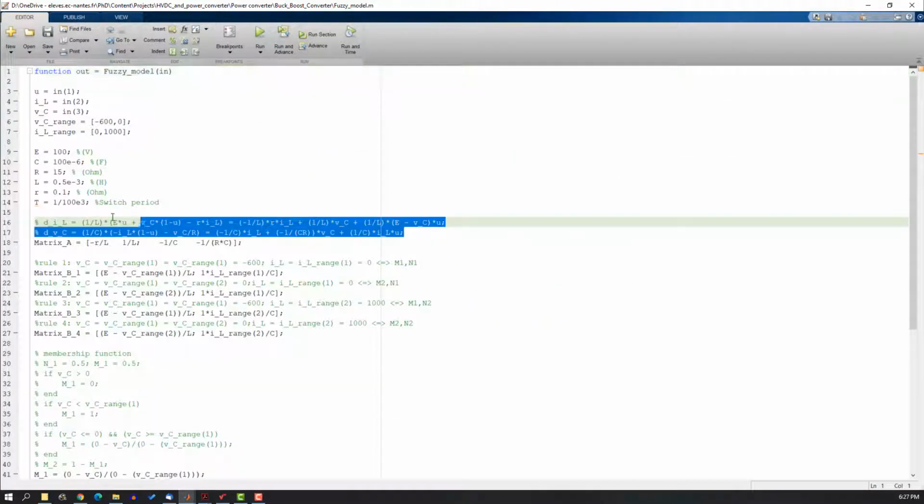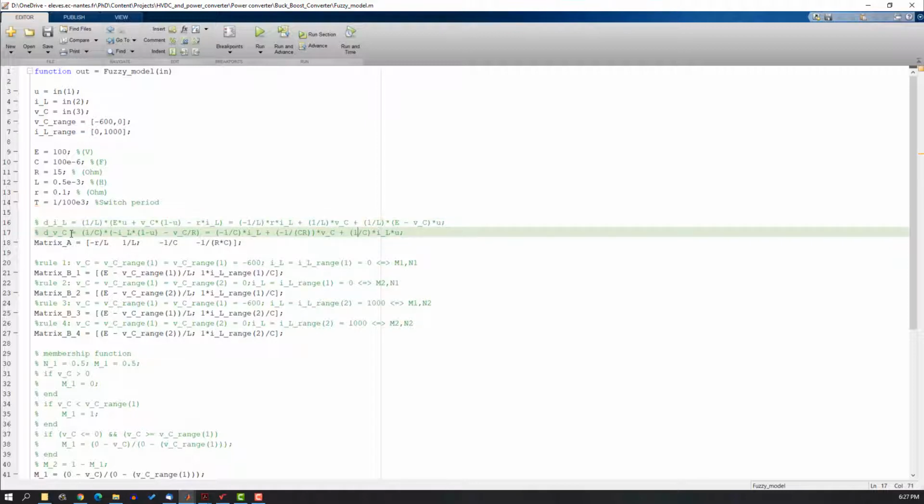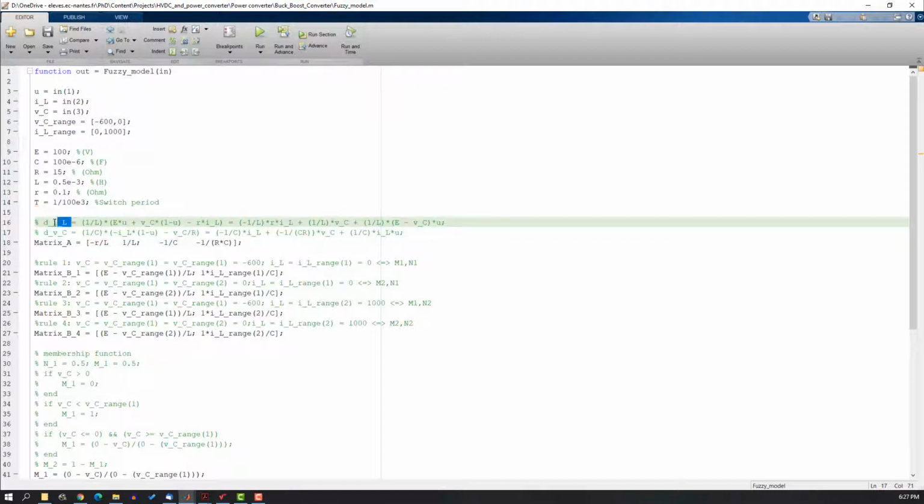So this is what I choose. Vc will be a state. So the matrix B will contain the Vc, as you can see here. The same for the V, but for the derivative of Vc, we don't have a nonlinear system, but for the derivative of the current, you have this one, Vc.